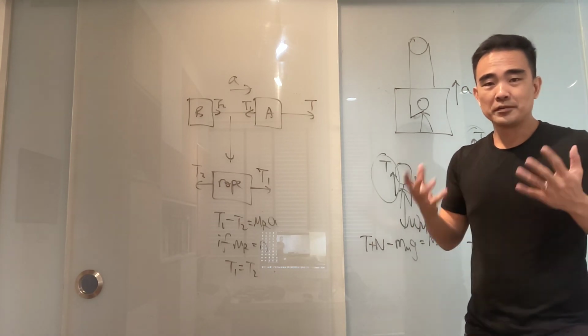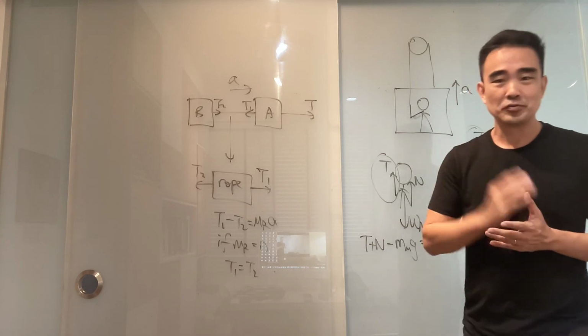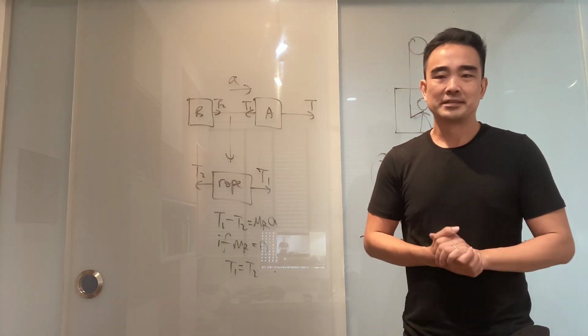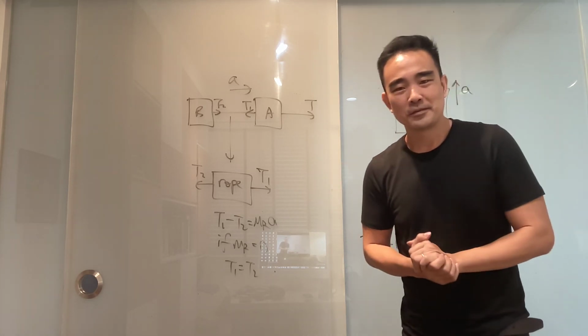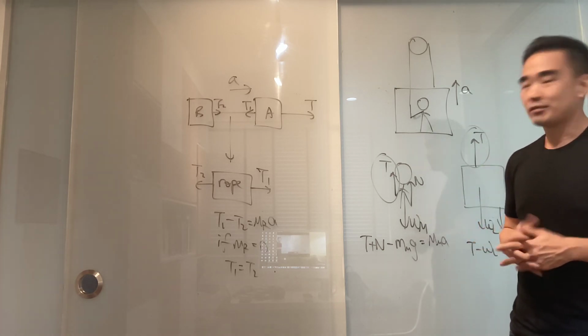Okay? So I hope it gives some insights into why tension along the rope has to be the same, because in the situations that you handle, most of the time, in fact all the time, the rope is massless, or the pulley is frictionless. Okay, cool. I hope that this is helpful for you and that it helps you in solving problems in the future.